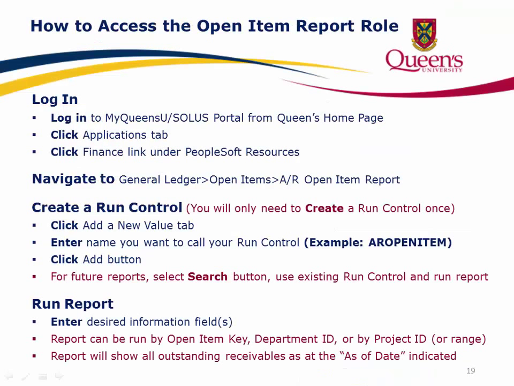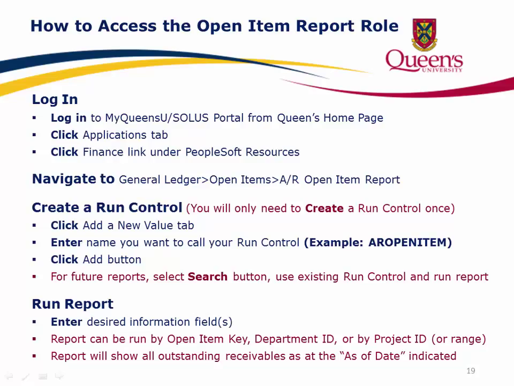Now that you have issued an invoice and processed the related journal entry, you will track the outstanding invoice payments by running the Open Item Report in the PeopleSoft Finance system. To do this, you will log into My Queen's U Solos portal from the Queen's homepage. Click on the Applications tab. Click the Finance link under the PeopleSoft Resources. Navigate to General Ledger, Open Items, AR Open Item Report.